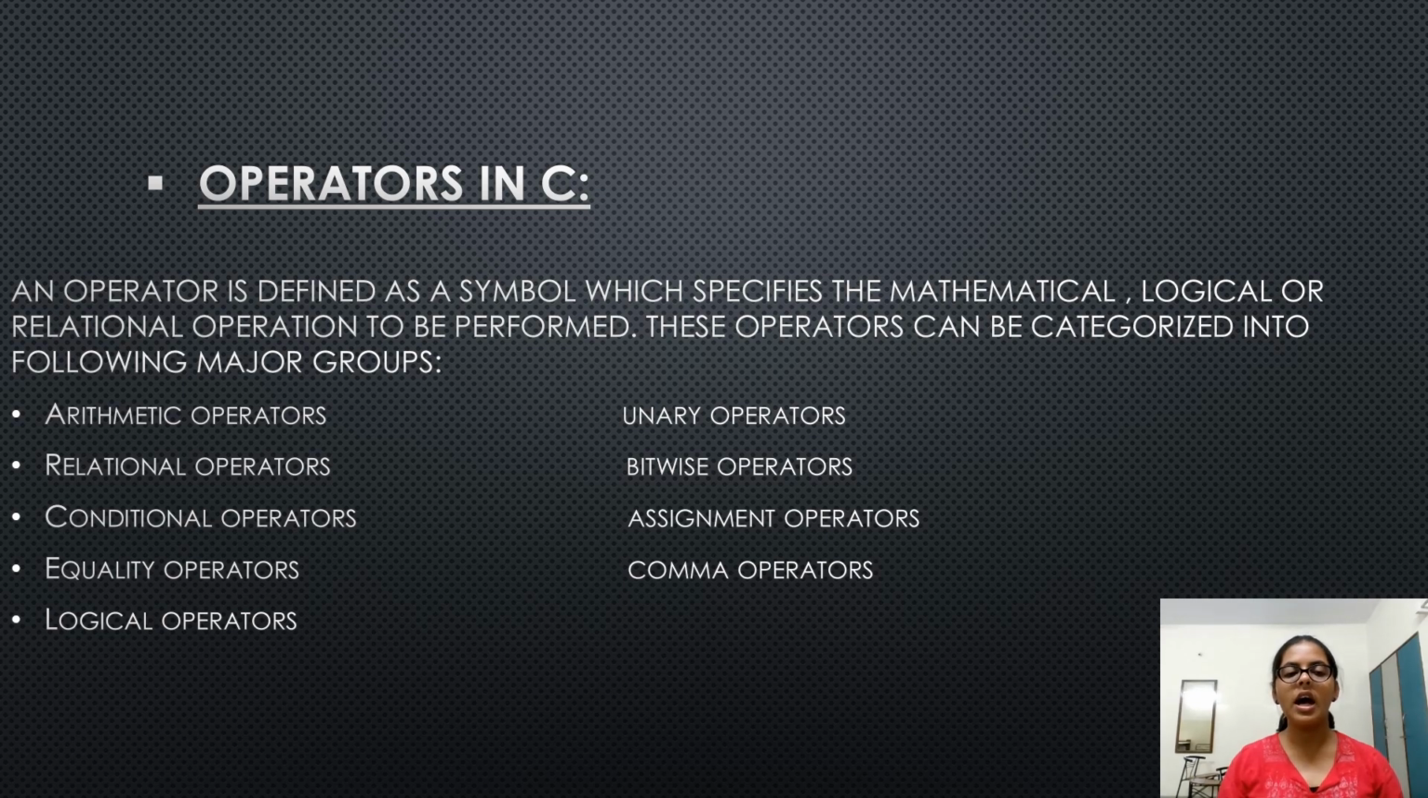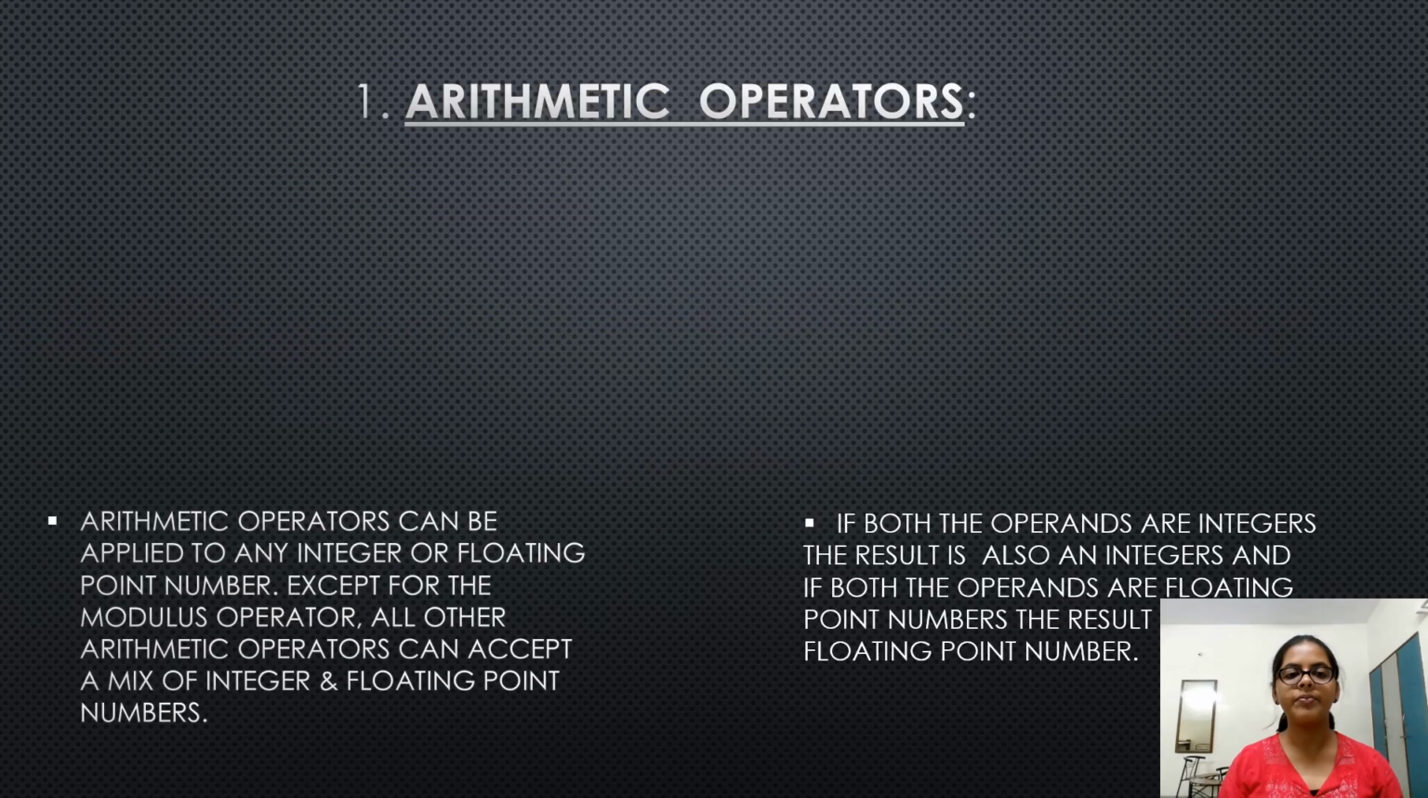Operators in C. An operator is defined as a symbol which specifies the mathematical, logical, or relational operation to be performed. These operators can be categorized into following major groups: arithmetic, relational, conditional, equality, logical, unary, bitwise, assignment, and comma operators. So first, let's study about arithmetic operators.